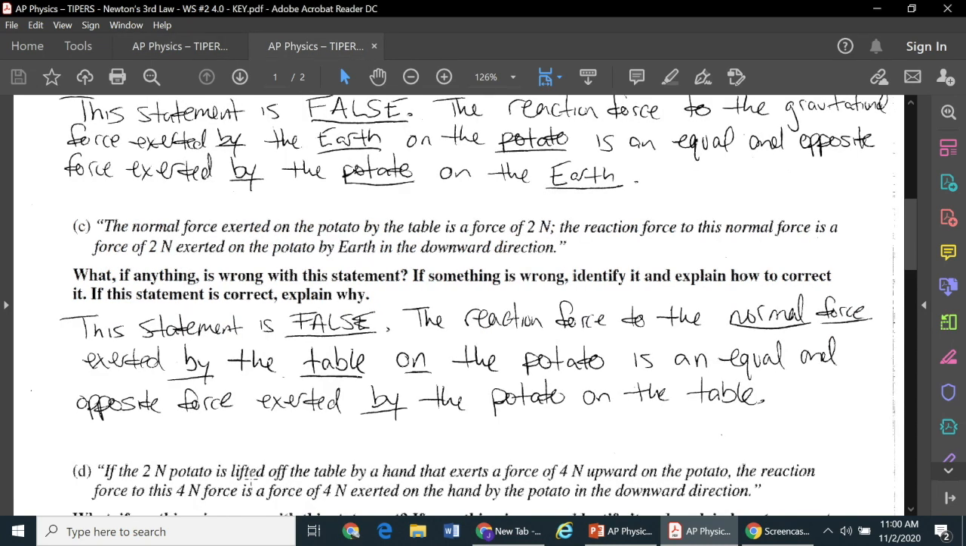Part D says you have this 2 Newton potato being lifted off the table by a hand that exerts a 4 Newton force on the potato. So we have a 4 Newton force exerted by the hand on the potato, hand on potato. And so that means the reaction force should be potato on hand. And the problem says the reaction force to this 4 Newton force is a 4 Newton force exerted on the hand by the potato. That's it.